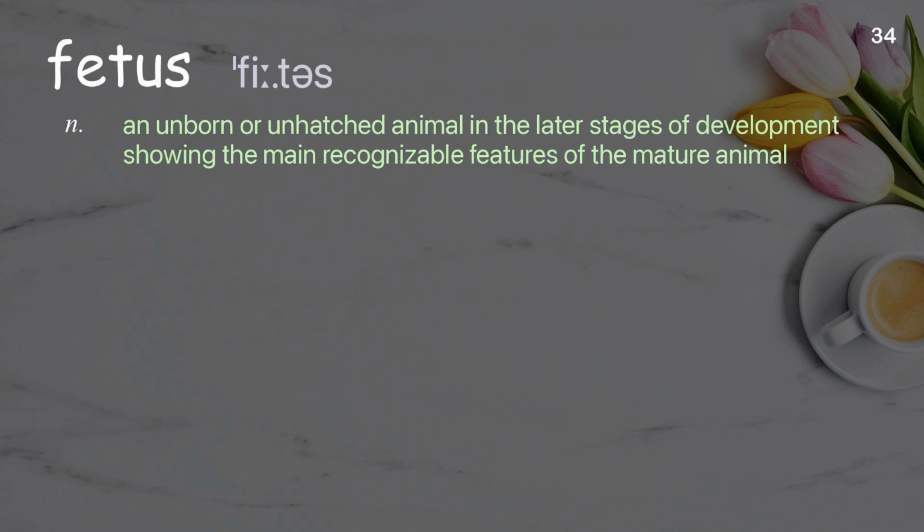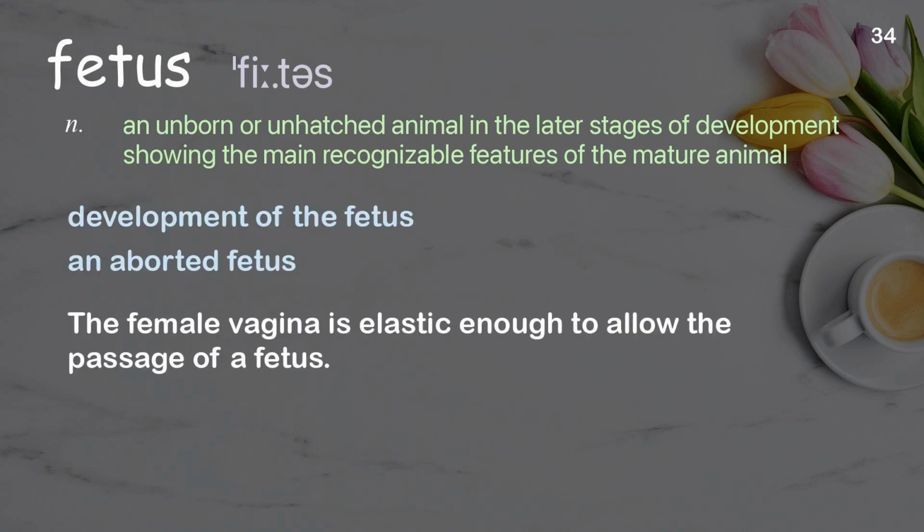Fetus. An unborn or unhatched animal in the later stages of development showing the main recognizable features of the mature animal. Examples: development of the fetus, an aborted fetus. The female vagina is elastic enough to allow the passage of a fetus.